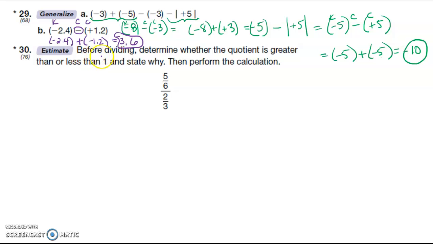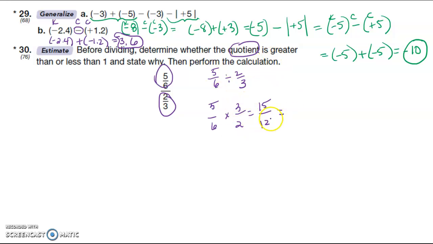And then number 30 says, before dividing, determine whether the quotient, which is the answer to a division problem, is greater than or less than 1 and state why. So I have 5/6 divided by 2/3. Yep, it's greater than. And I think it's greater than because this is smaller than this.